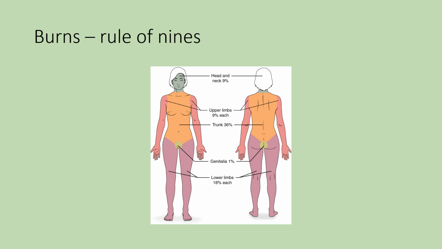With burns, we talk about the rule of nines to try to figure out the severity of it. The body is divided into different sections, and each section is basically 9%. And so it allows you to figure out very quickly what percentage of the body has been affected by the burn.